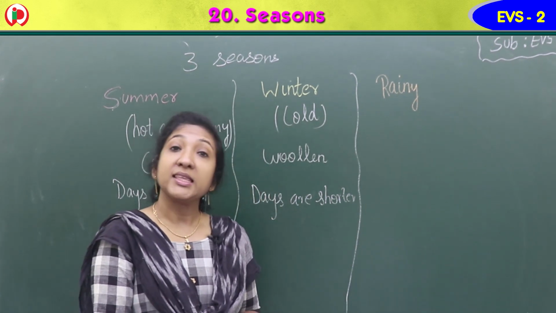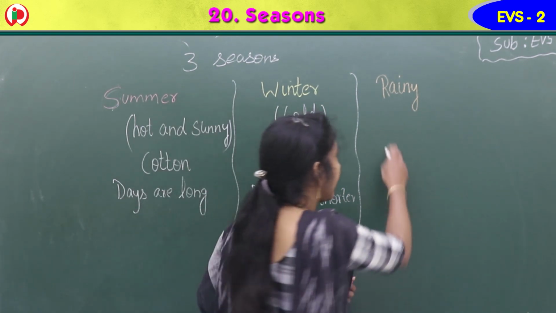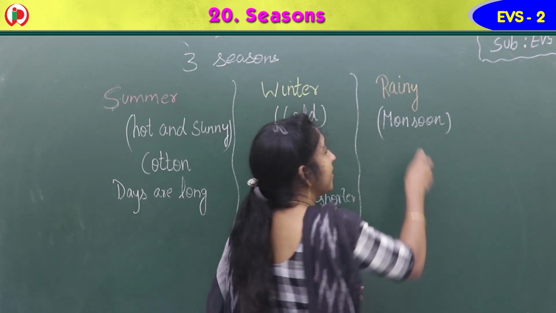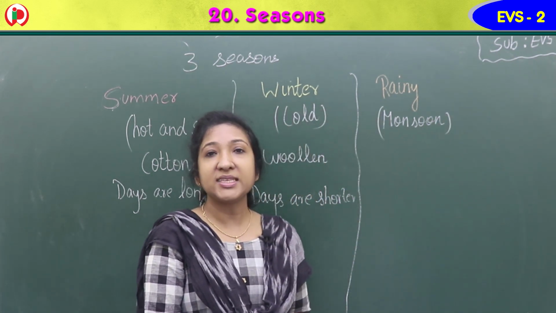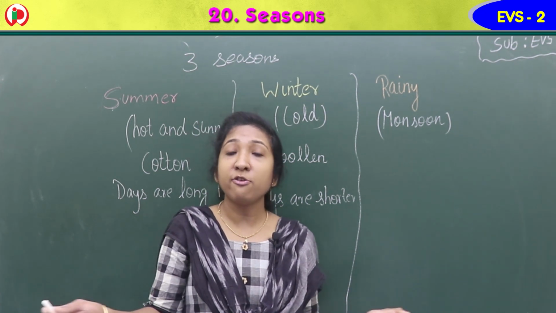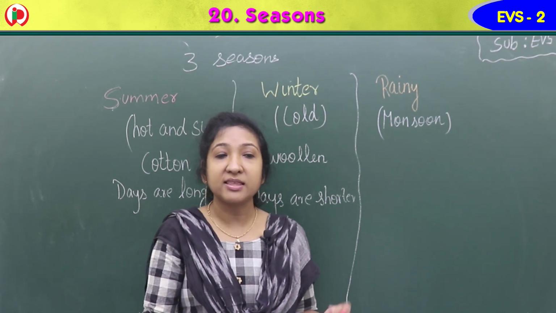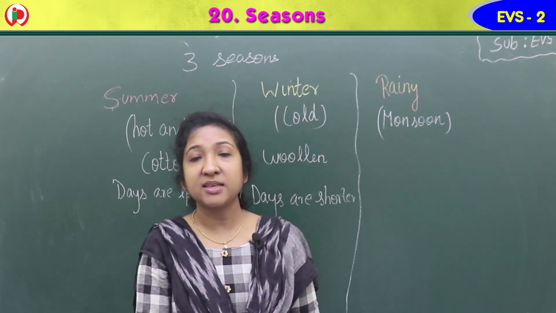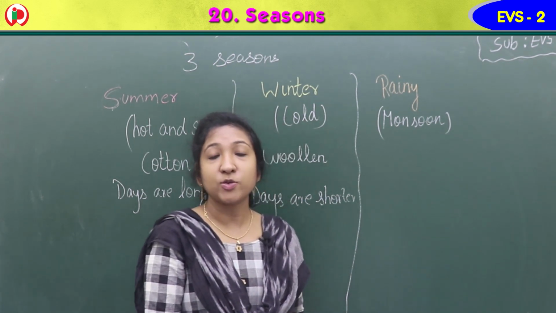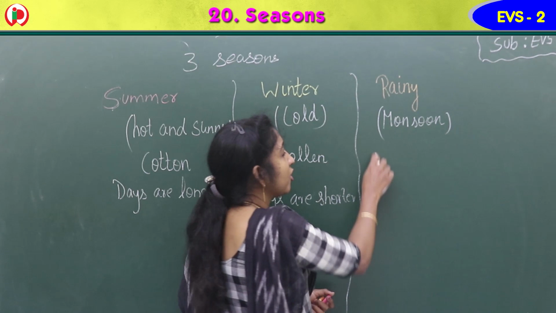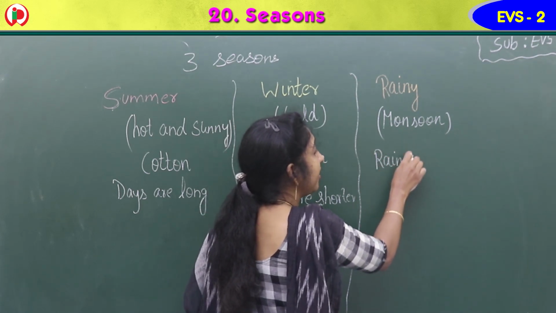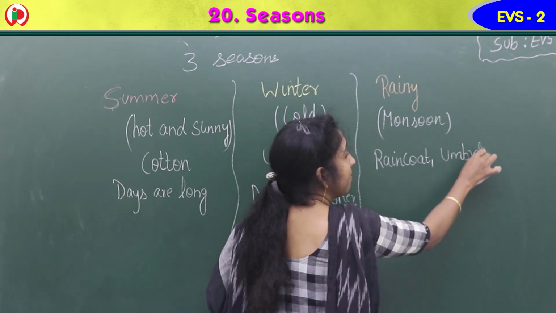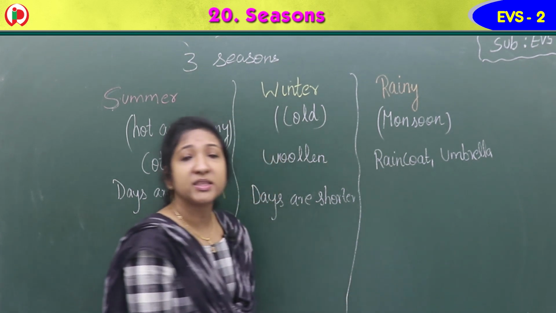Then we learned about the rainy season, or we can say monsoon season. Monsoon season means rainy season, a season of dark clouds and rains. It rains a lot outside at this time, and people use raincoats and umbrellas to go outside during this rainy season.